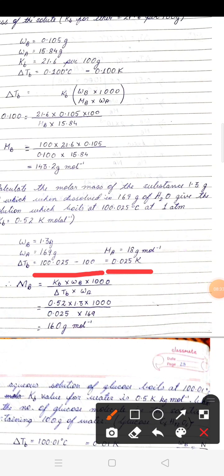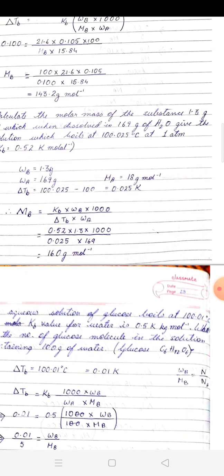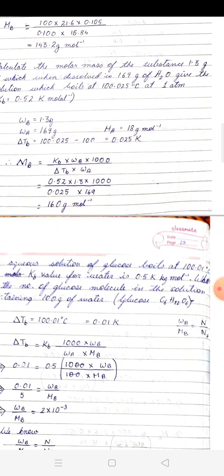Since it is a difference, it will be the same in the Celsius scale and the Kelvin scale. So you can see here I have not written degree Celsius anymore, straightaway written Kelvin. If you wish, you can convert these to Kelvin by adding 273, and if you take the difference, again you will get the same value, 0.025 Kelvin. Now, all the values being known, you can find out what is MB. So that's how we can work out the numericals.